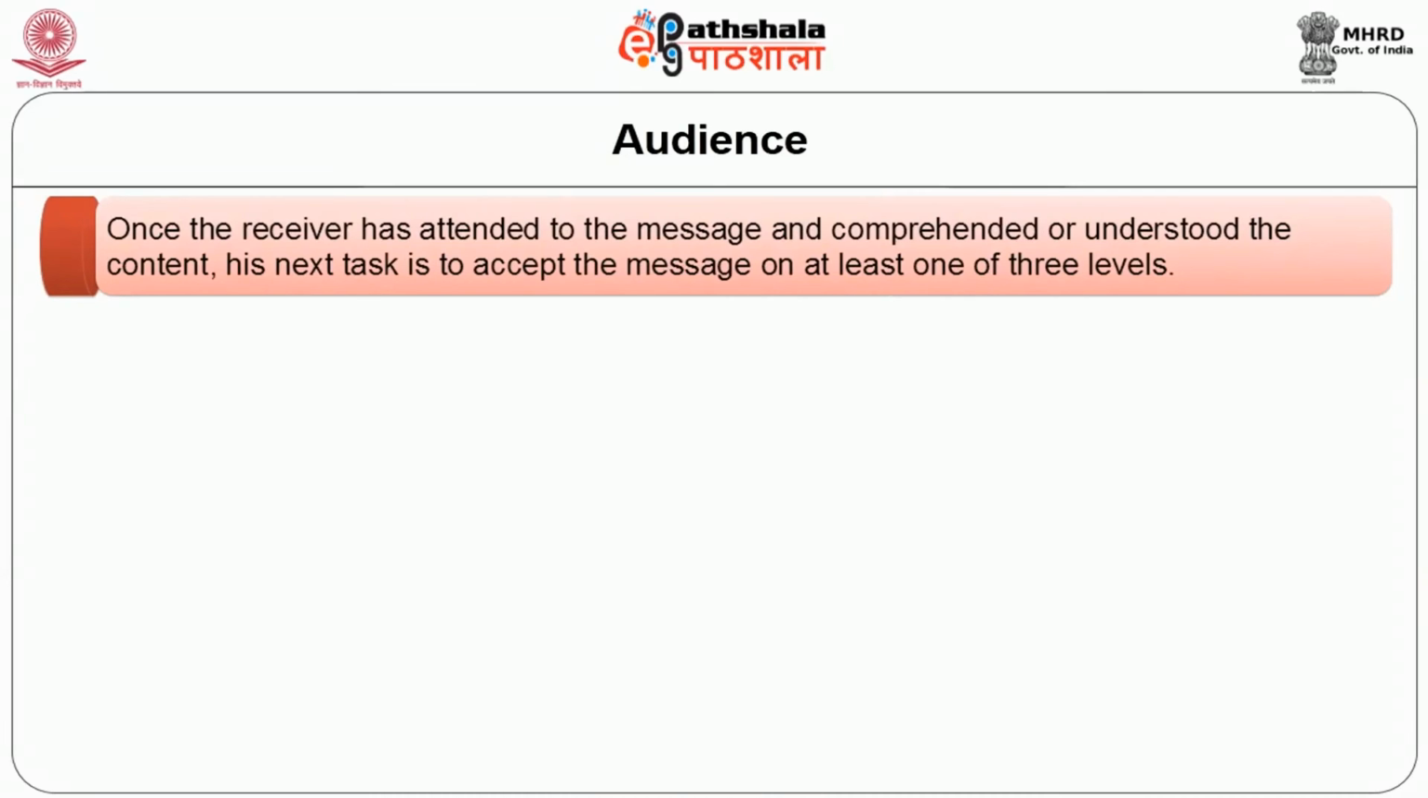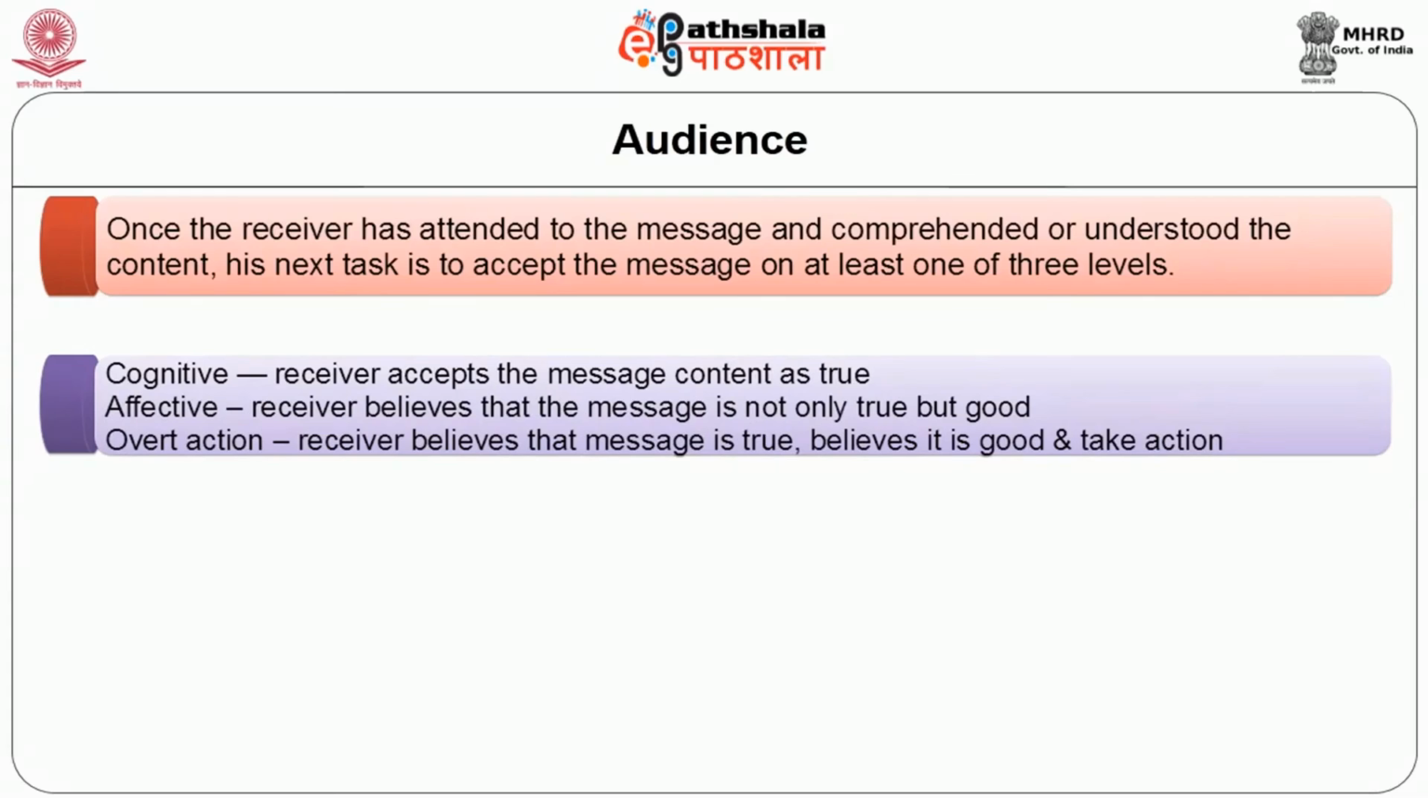Once the receiver has attended to the message and comprehended its content, the next task is to accept the message on at least three levels. The cognitive, that is, the receiver accepts the message content as true. The affective, the receiver believes that the message is not only true but good. Overt action, where the receiver believes that the message is true and good, and takes the appropriate action.